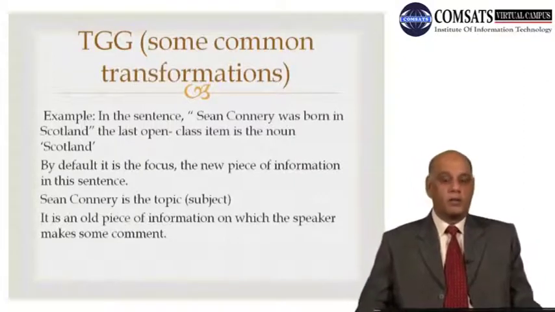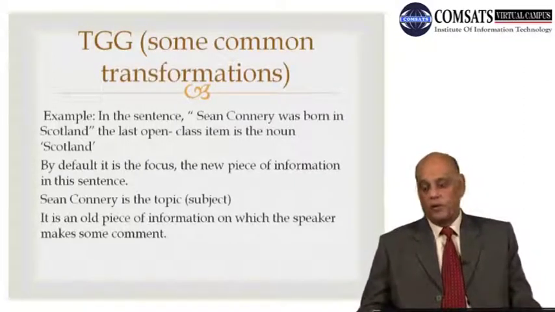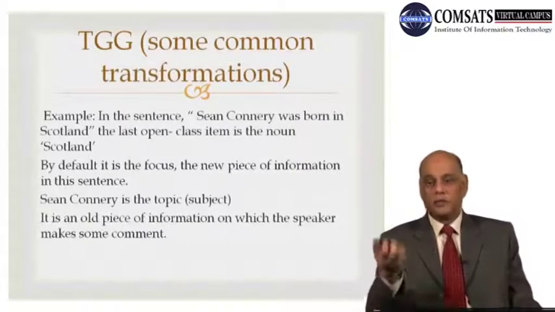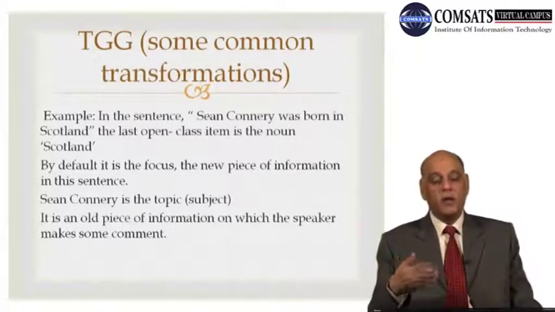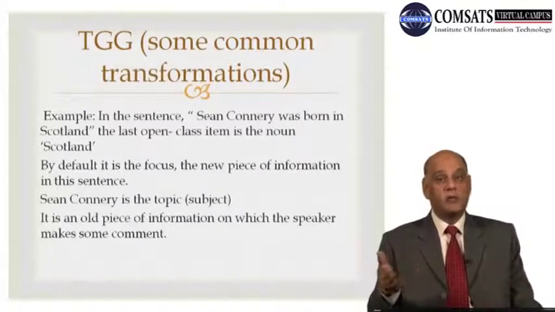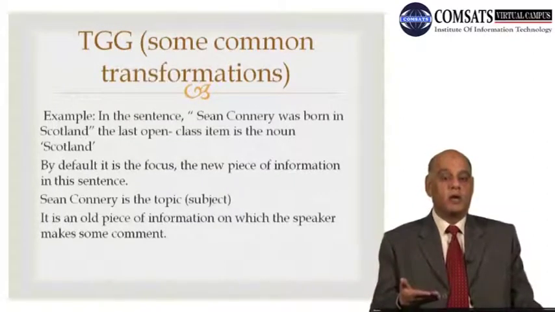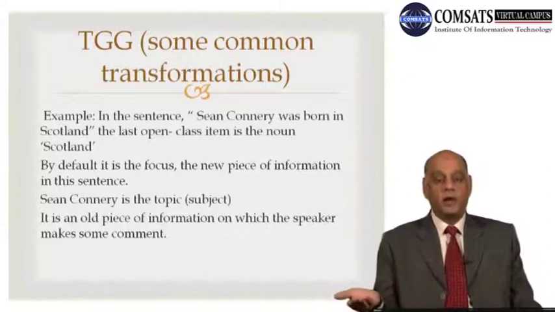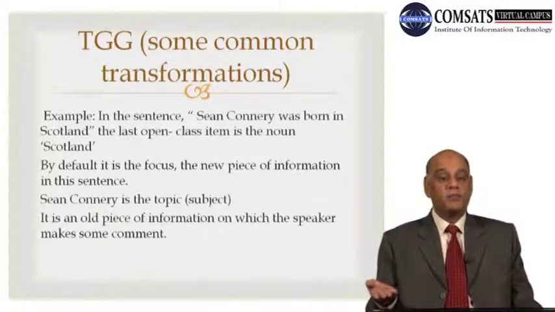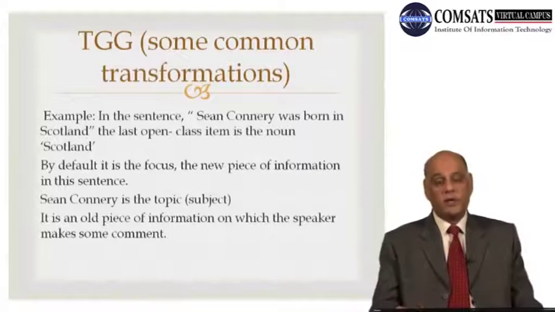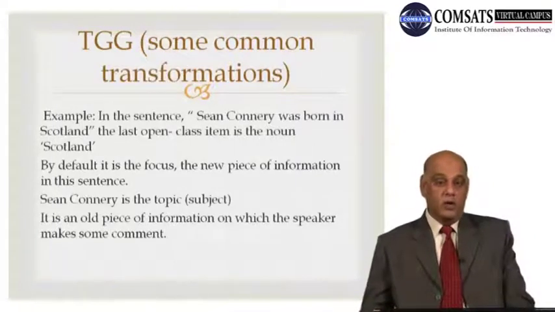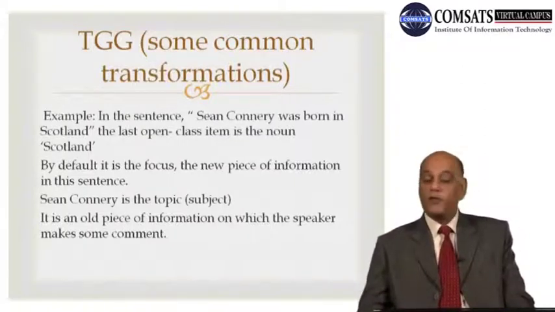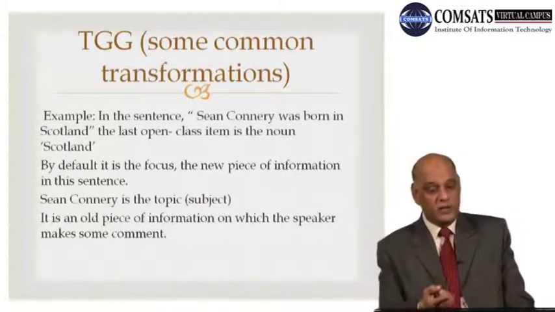Quaid-e-Azam was born in Karachi. So, Quaid-e-Azam, everybody knows. People know about Quaid-e-Azam. Now you're giving a comment, you're giving new information about Quaid-e-Azam. Quaid-e-Azam was born in Karachi. So Karachi is put at the end. And that is the important information here. So the focus is on Karachi. You're giving new information about a person whom everybody knows. So by default, it is the focus. What is the focus of the sentence? The focus of the sentence is Karachi or Scotland in this example.